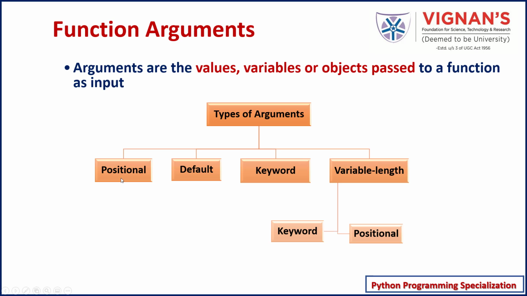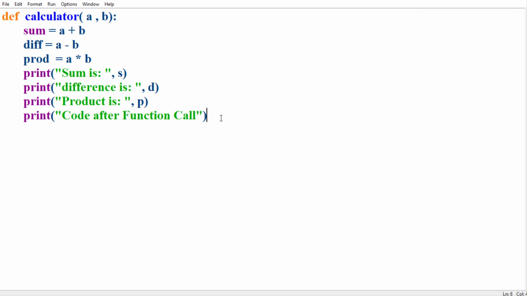So it supports positional arguments, default arguments, keyword, and the variable length arguments. And again in variable length arguments, we have the keyword and the positional arguments in Python. Let's see how Python supports these varieties of argument passing in function calls and how they are helpful. Now let's try to understand what positional arguments are, how they can be passed, and what is the use of these positional arguments in Python.